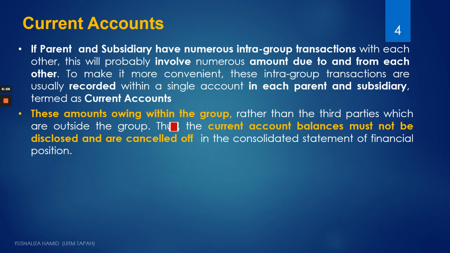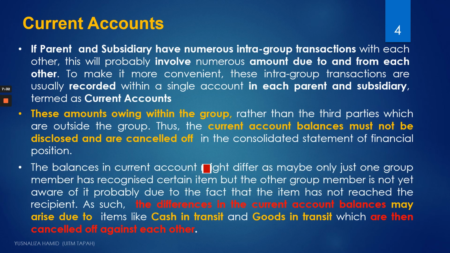This will be recorded in a single account called current account if they have numerous intercompany transactions. However, for the preparation of consolidated statement of financial position, the current account balances must not be disclosed. I repeat again, must not be disclosed. And therefore, we need to eliminate or cancel off in the preparation of consolidated statement of financial position. So we have to perform consolidation adjustment to cancel off the balances in current account.